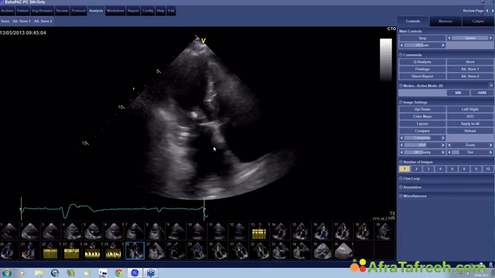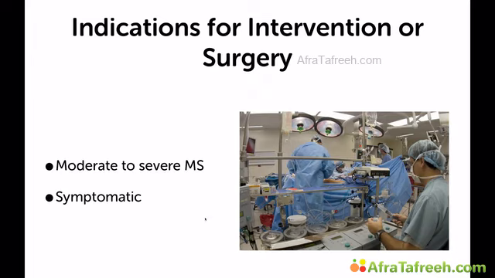Okay. So if you look at the indication for intervention or surgery, it's obviously severe mitral stenosis, and if the patient is symptomatic. So those are the indications to do something. And the two options you have is to do surgery or valvuloplasty. Okay, and which of the two you do is a bit of a thing that you have to decide individually.